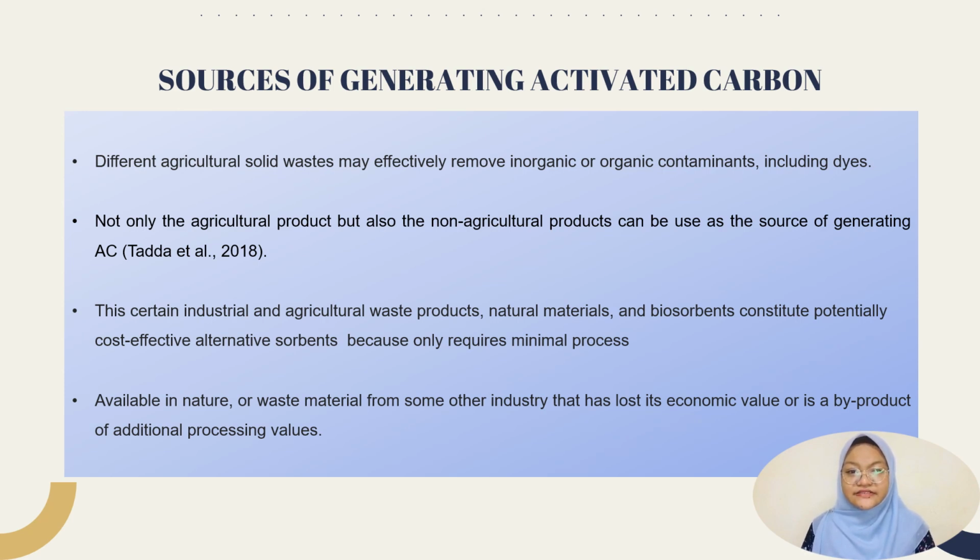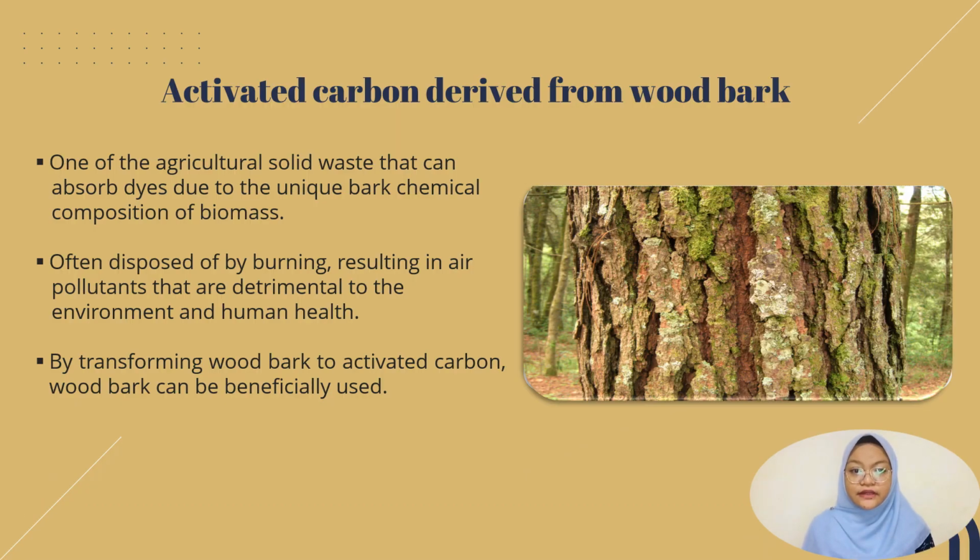Also, several research have been published on the use of agricultural waste biomass residues in activated carbon generation. So, these certain industrial and agricultural waste products, natural materials, and biosorbents constitute potentially cost-effective alternative sorbents, as they require low cost because they only require minimal process. Also, they are available in nature or are waste material from some other industry that has lost its economic value or is a byproduct of additional processing values. Wood bark is one of the agricultural solid waste that can absorb dyes due to the unique bark chemical composition of biomass. Wood bark is often disposed of by burning, resulting in air pollutants that are detrimental to the environment and human health.